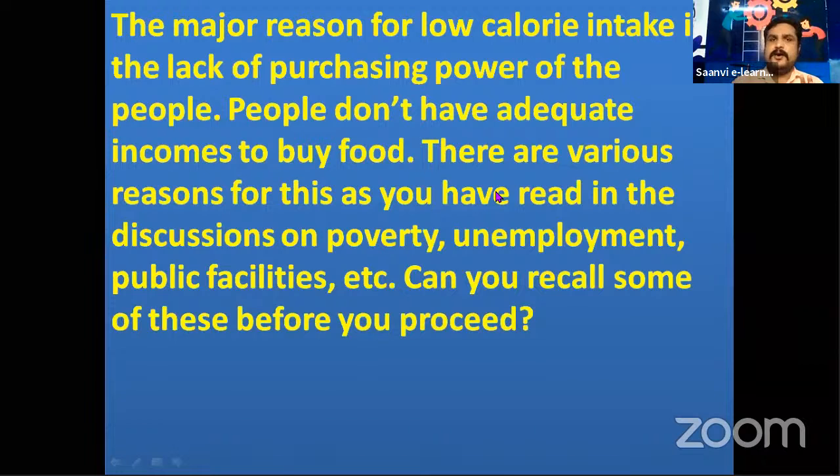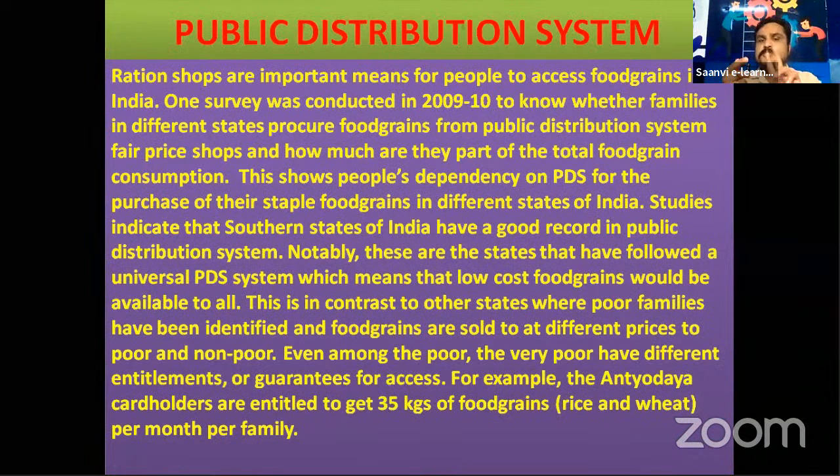We can conclude here. Okay, next, the public distribution system. As I told you in the beginning, one is the ration shop, the second is supply offices, the third is the midday meal program, and the fourth is Anganwadis. Here, first, ration shops are an important means for people to access food grains in India. A survey was conducted in 2019. Please see the case study to know whether families in different states procure, meaning obtain, food grains from the public distribution system, fair price shops, and how much they are part of the total food grain consumption.